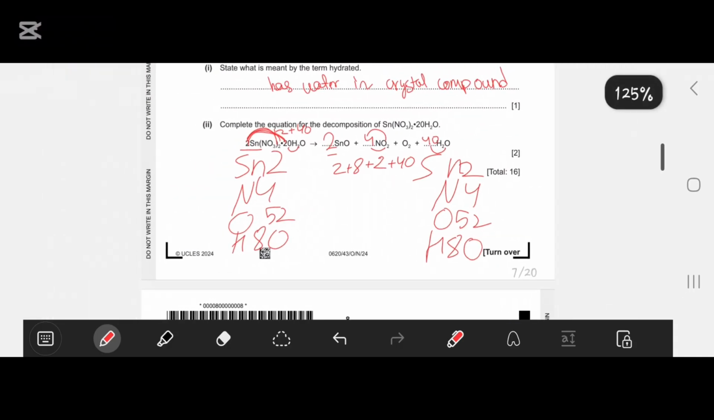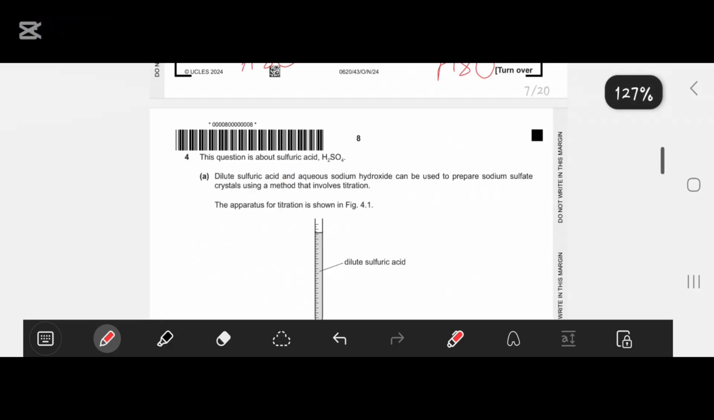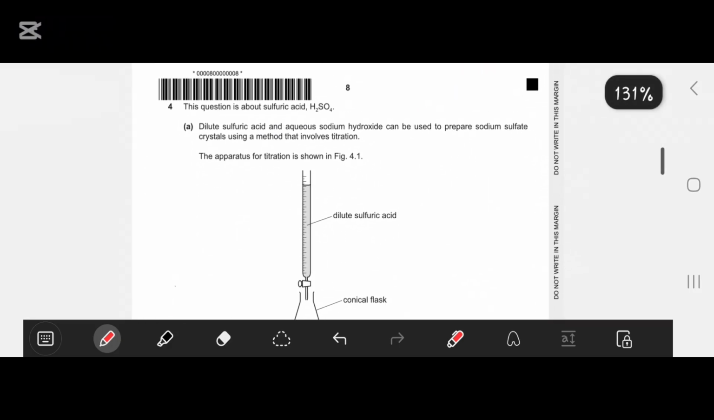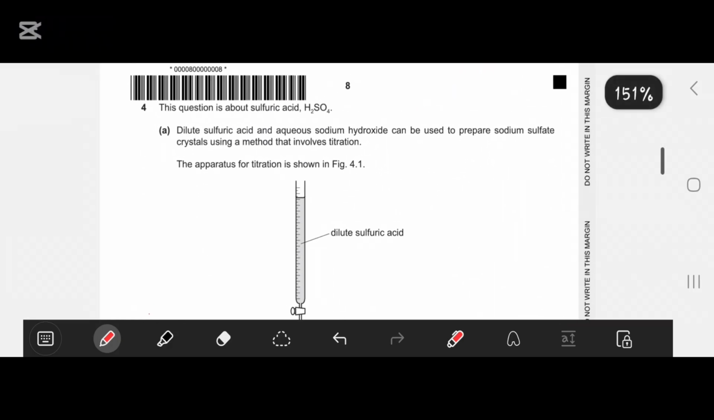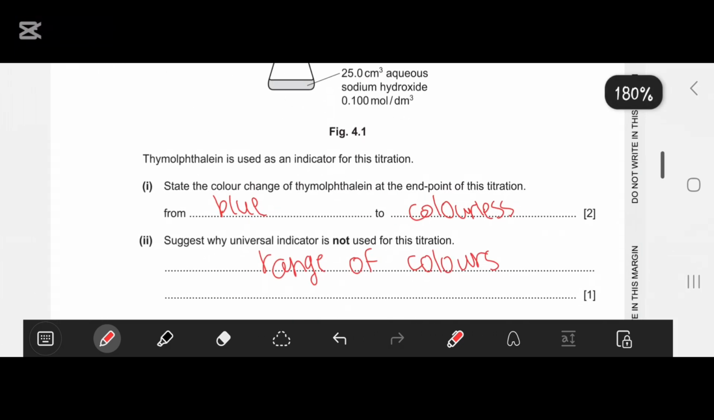Alright, so we solved the balancing. Let's go down. The question is about sulfuric acid. Dilute sulfuric acid and aqueous sodium hydroxide can be used to prepare sodium sulfate crystals using this method that involves titration. Thymolphthalein is used as an indicator for this titration. State the color change of thymolphthalein at the end of the titration.